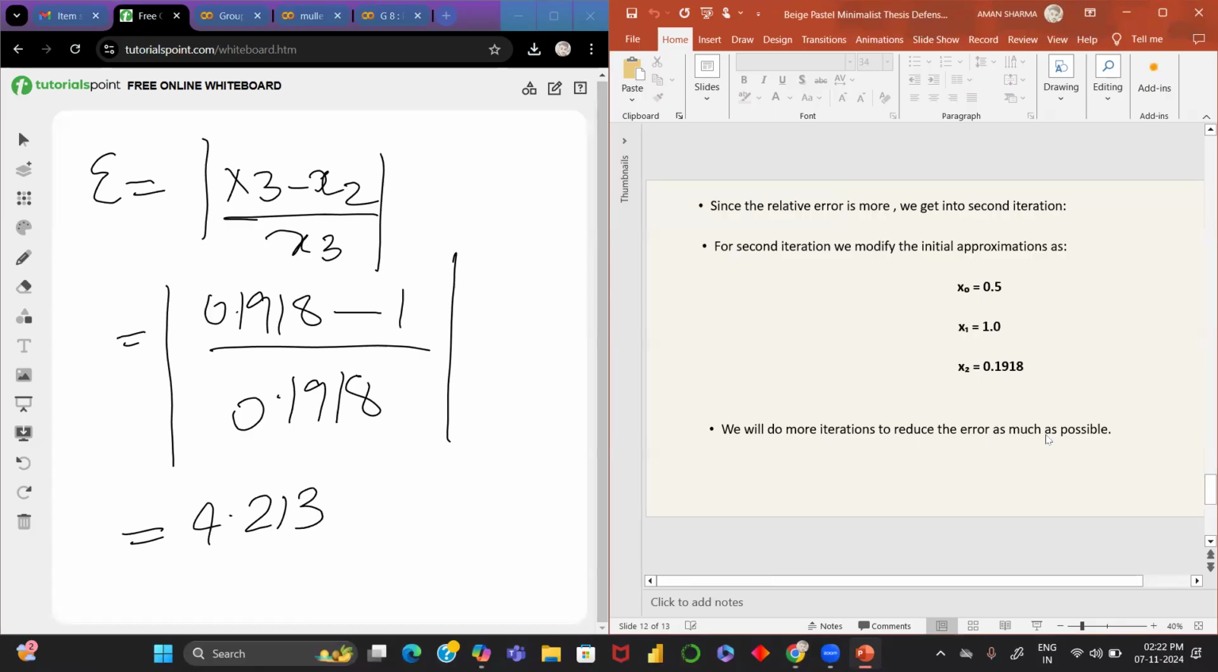For the second iteration, we modify the initial approximations x0, x1, and x2 with the new x3, that is 0.1918. Now the new initial points are x0 equal to 0.5, x1 equal to 1.0, and x2 equal to 0.1918. We will do more iterations to reduce the error as much as possible. This is how the iteration goes. We stop the iteration when the relative error is less than the tolerance. Now we look into the Python code for this.